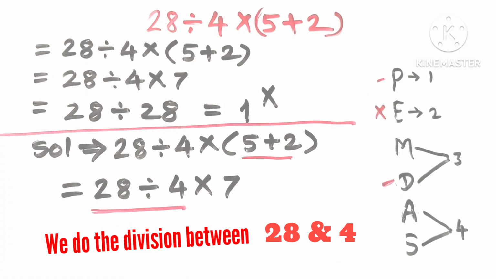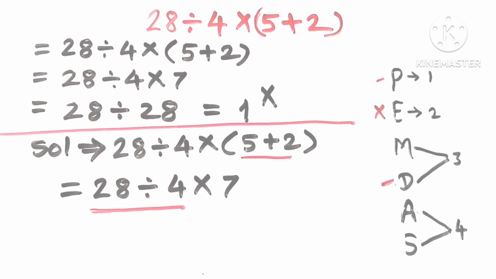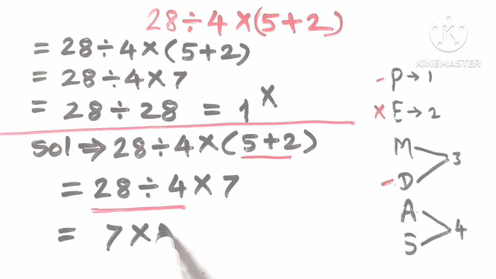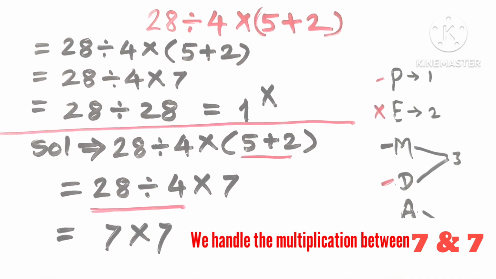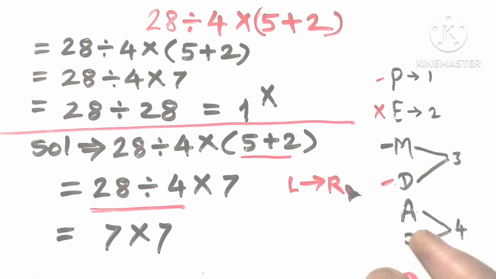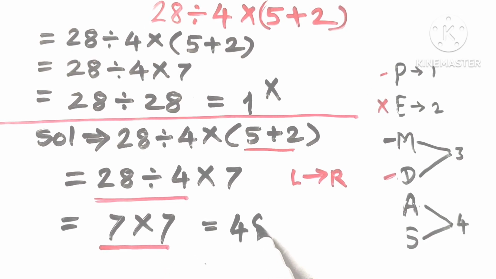We do the division between 28 and 4 is equal to 7 times 7. Now we handle the multiplication between 7 and 7. Is equal to 49. 49 is the correct answer.